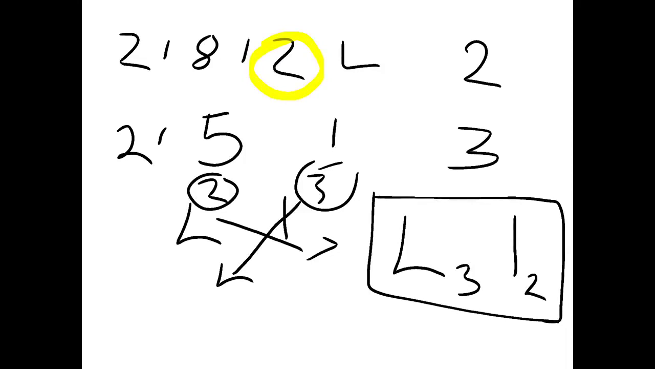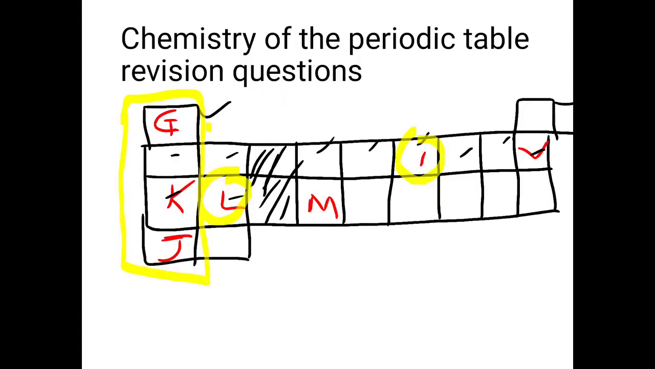The next question. You are told to write the equations for the first ionization energies of element K, and also the equation for the first ionization energy of M. You are already given and told that the ionization energy of K is 577 kilojoules per mole.